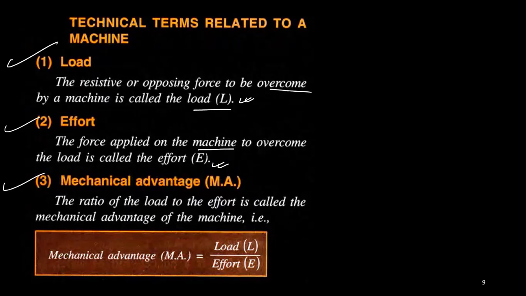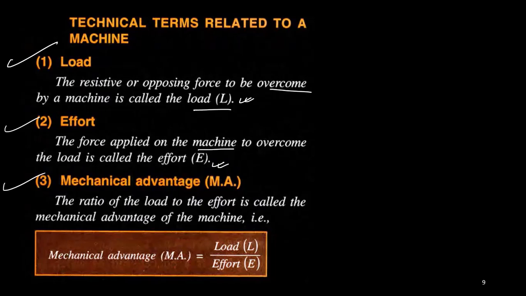So the ratio of these two is called the mechanical advantage. Load by effort: that means how much load I want to elevate or lift, and for that, how much force I am applying, that is called the effort. So the load by effort ratio is called the mechanical advantage.